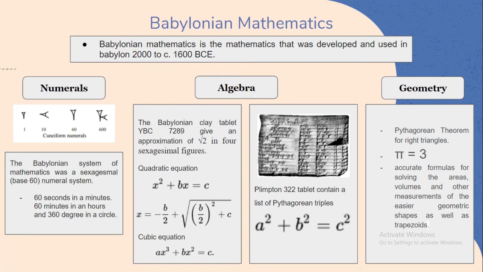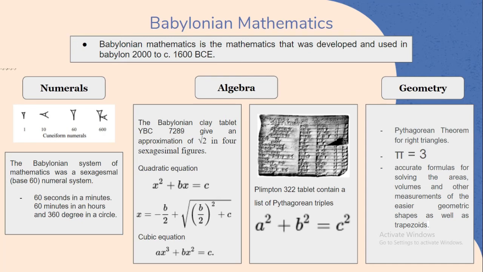So the Babylonian system of mathematics was a sexagesimal, base 60 numeral system. Examples we can see used until today are 60 seconds in a minute, 60 minutes in an hour, and 360 degrees in a circle. For algebra, the Babylonian clay tablet YBC 7289 gives an approximation of square root 2 in four sexagesimal figures.